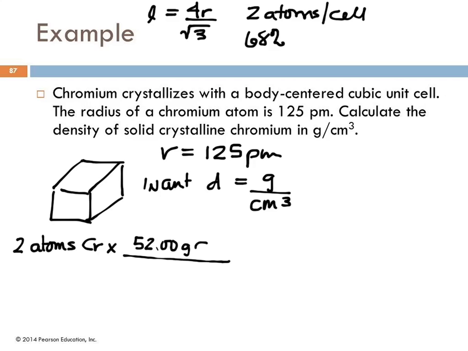52.00 grams of chromium is the mass of how many chromium atoms? Avogadro's number of chromium atoms. It's the mass of 1 mole. 1 mole is Avogadro's number of particles. So 6.022 times 10 to the minus 23rd atoms.